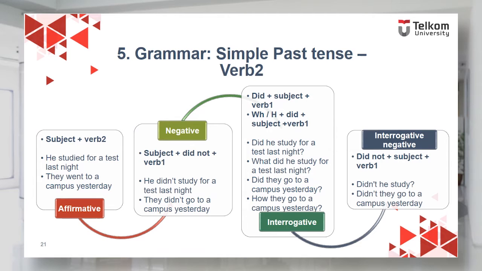Interrogative: did plus subject plus verb 1. WH or H plus did plus subject plus verb 1. Example: Did he study for a test last night? What did he study for a test last night? Interrogative negative: did not plus subject plus verb 1. Example: Didn't he study?